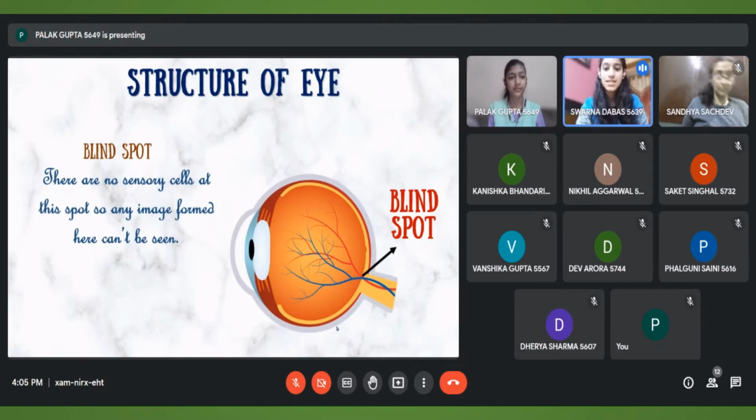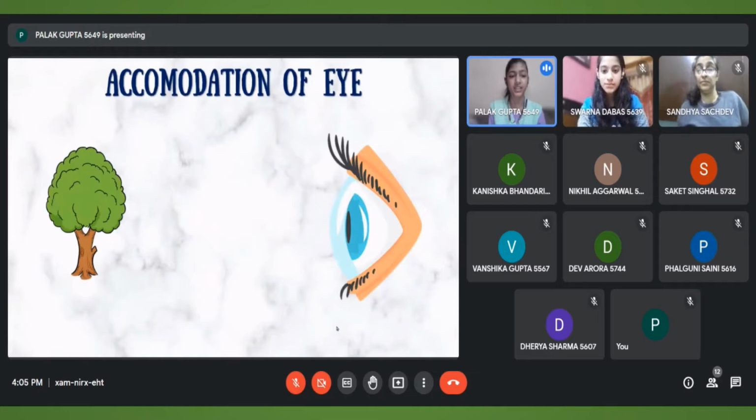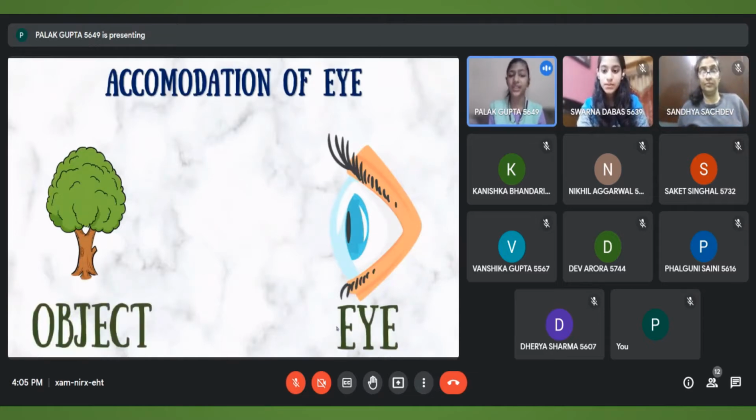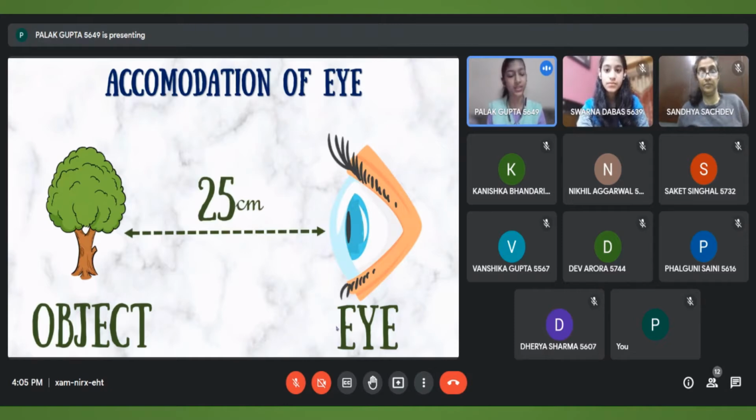Isn't there any fixed distance for the eye to view the object? Yes, there is a fixed distance so that we can see the objects clearly. This is known as the accommodation of the eye and is 25 cm.